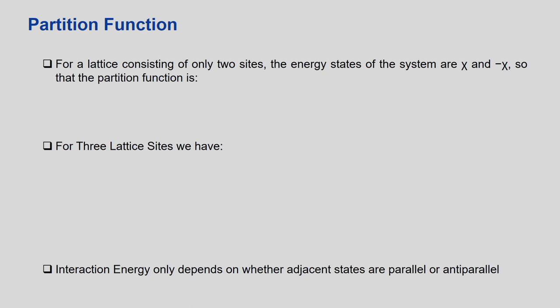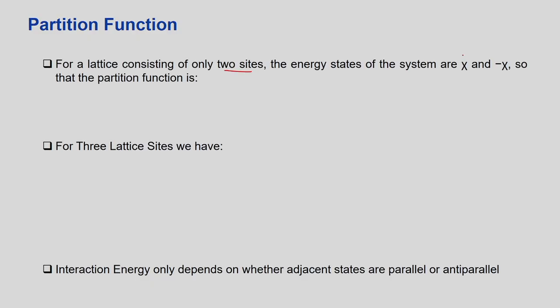Consider a lattice consisting of only two sites. We will first assume two sites, then three sites, then four sites, and keep on doing it for n sites. Finally, when n approaches infinity, we assume it is a bulk fluid. If we go to 2, 3, 4 like that, then we will generalize an expression.